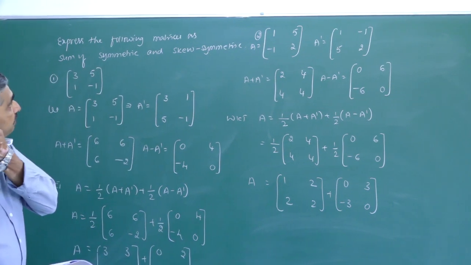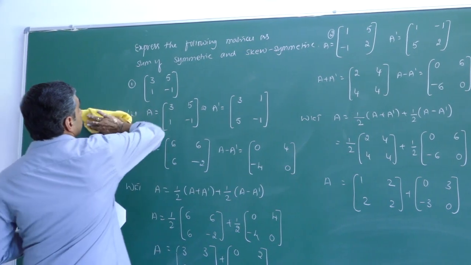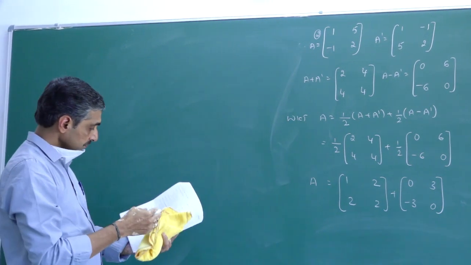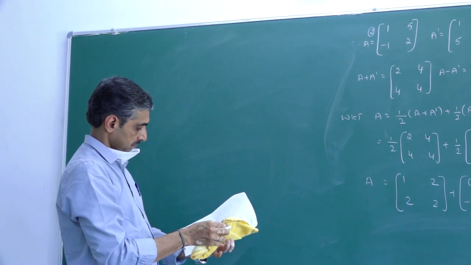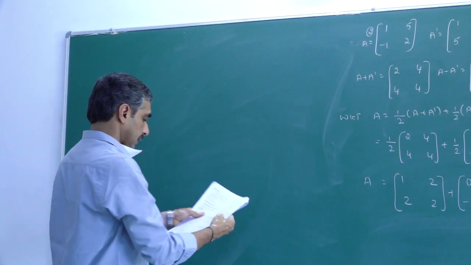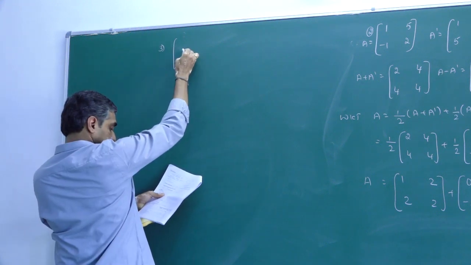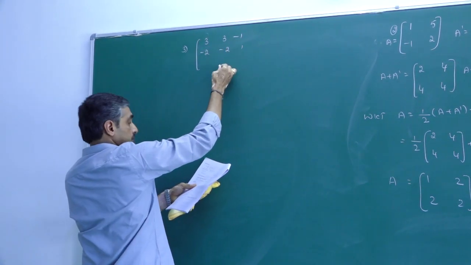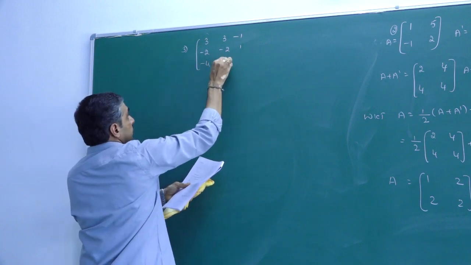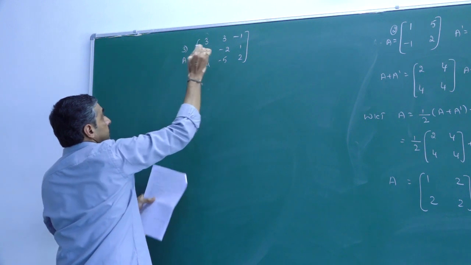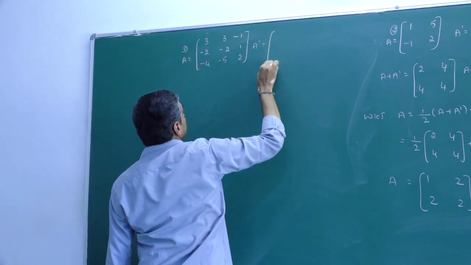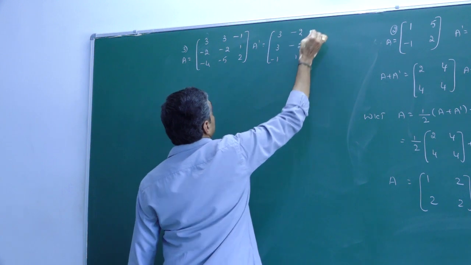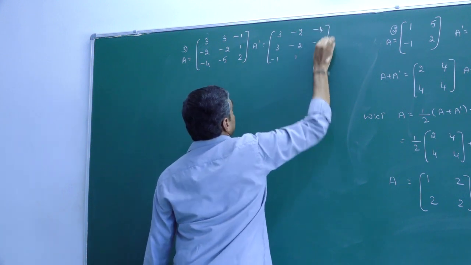Usually in the examination this question appears only for second order. Now I will go for third order also. We will write one problem based on the third order matrix also. 3, minus 1, minus 2, minus 2, 1, minus 4, minus 5. Let us take this A. Okay. Now A dash is equal to 3, minus 1, minus 2, minus 2, 1, minus 4, minus 5, 2.